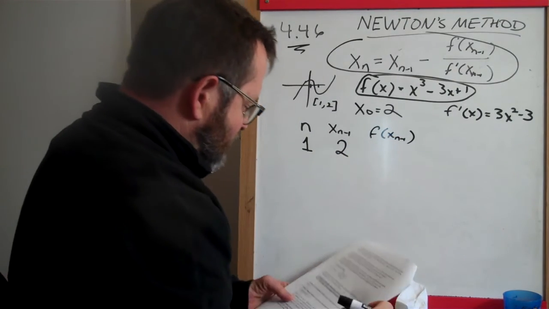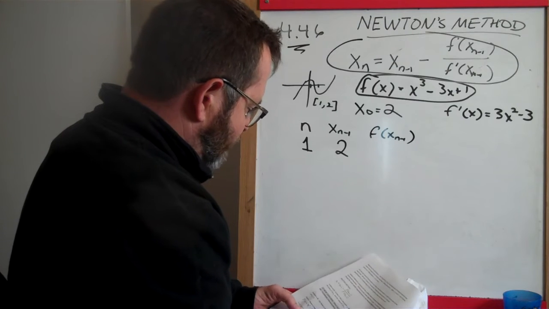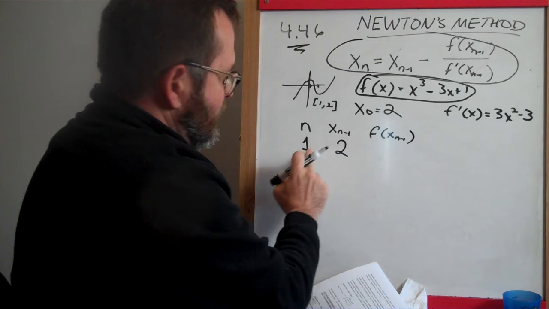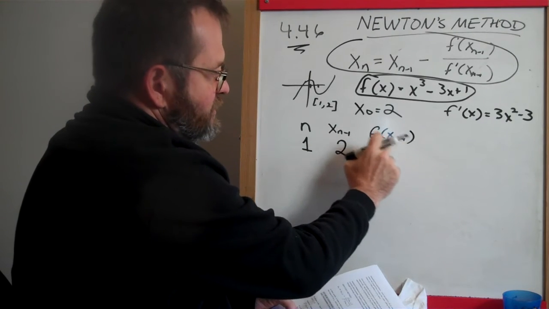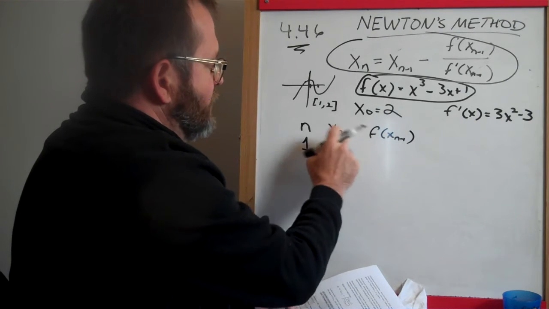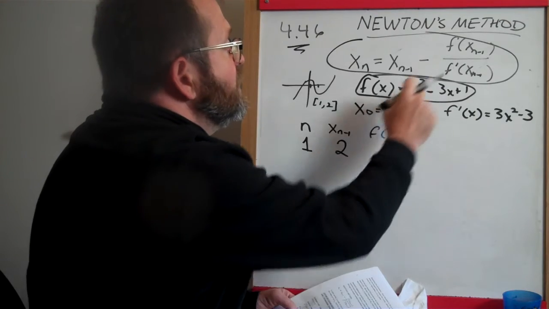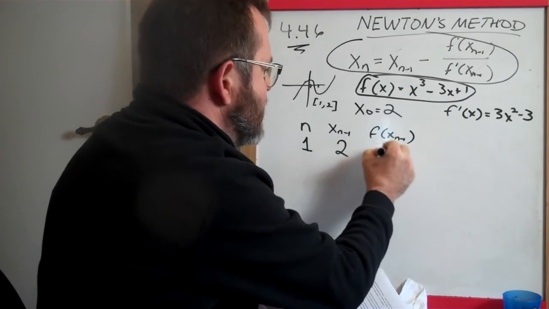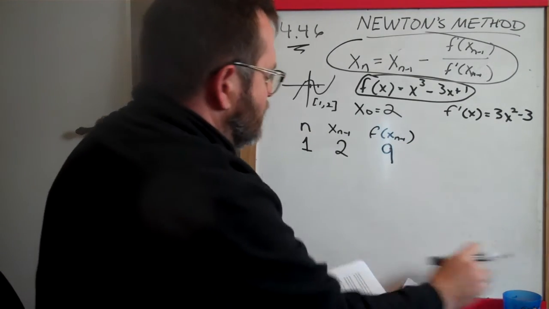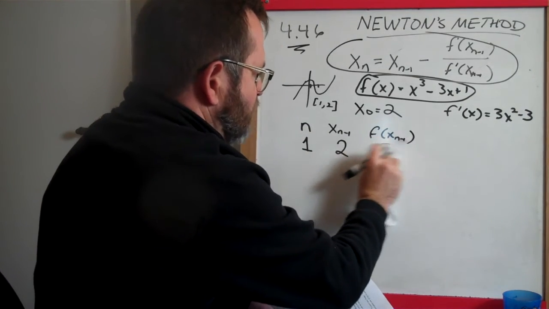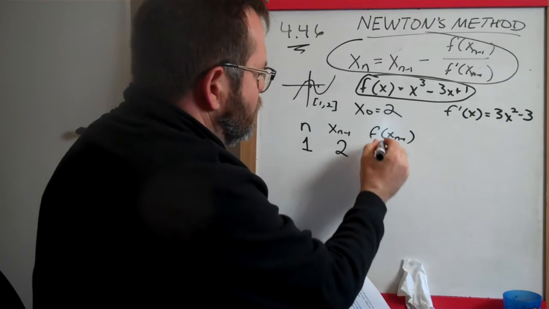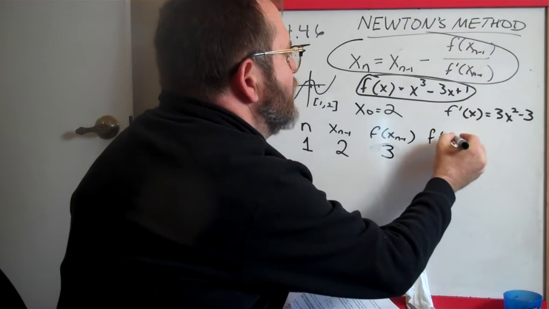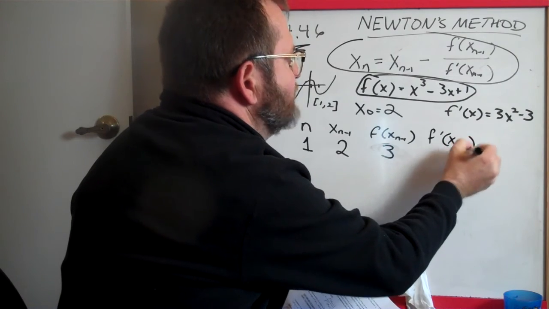In this particular case, that would be f of x0. See, n is equal to 1, so n minus 1 is 0. f of x0, x0 is, I'm sorry, 2. You plug that 2 into this equation here, and you get 9. No, I'm sorry, you get 3. You get 3, sorry. I'm working through what happens down there on the bottom of page 2 of your handout. And we're going to need f prime of x sub n minus 1.